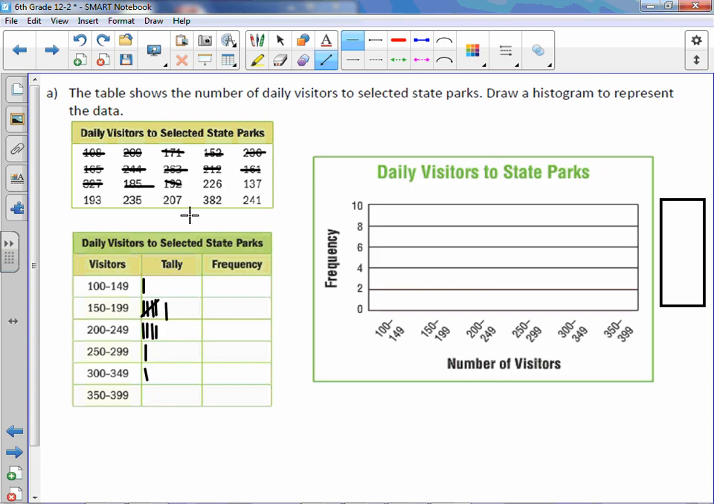192, 226, 137, 193, 235, 207, 382, and 241. So now let's count up our tallies and write in our frequencies.